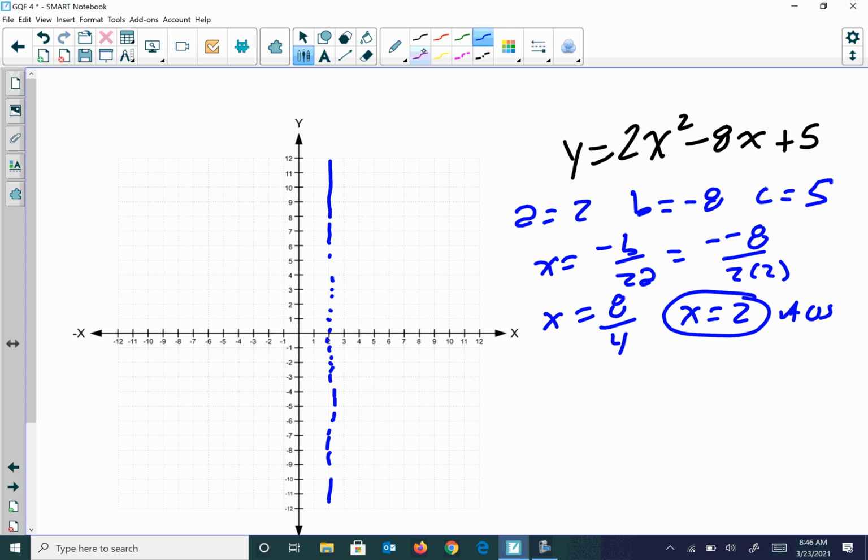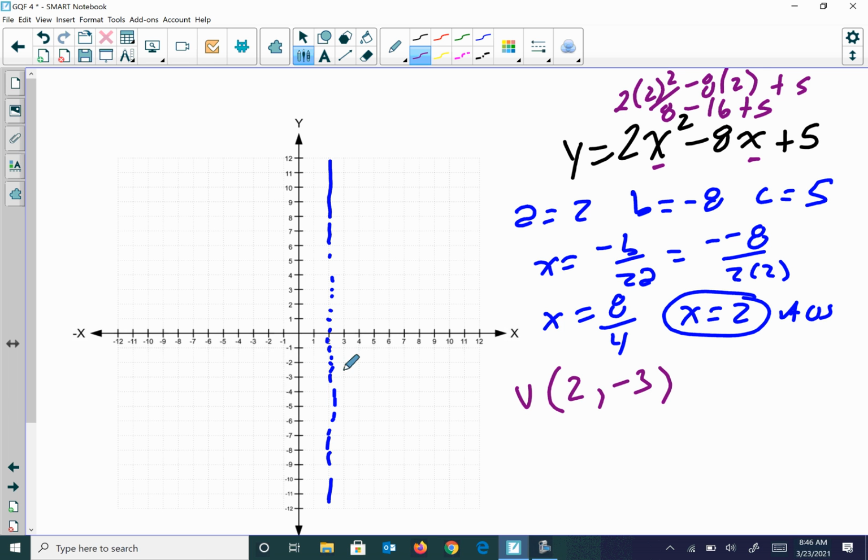All right. So my vertex, I have 2, comma, how do I get the y value? X's, yeah. And make sure you remember your order of operations, my friends. Exponents first. So 2 squared is 4. 4 times 2 is 8. Minus 16 plus 5. 8 minus 16 is -8. -8 plus 5 is -3.